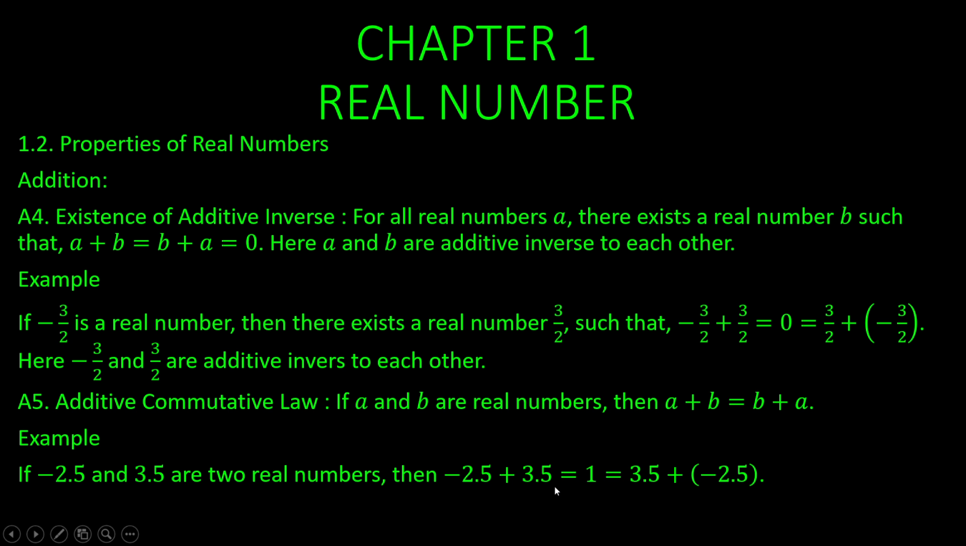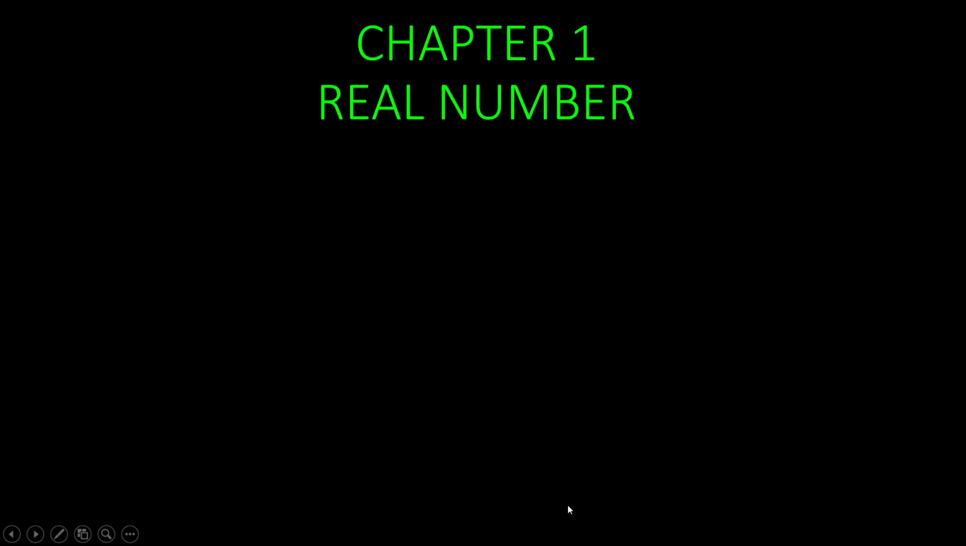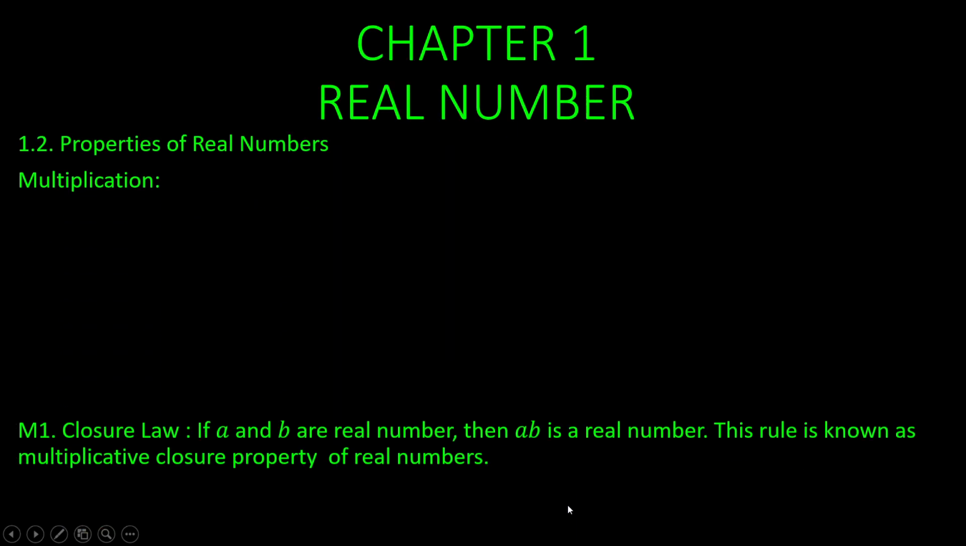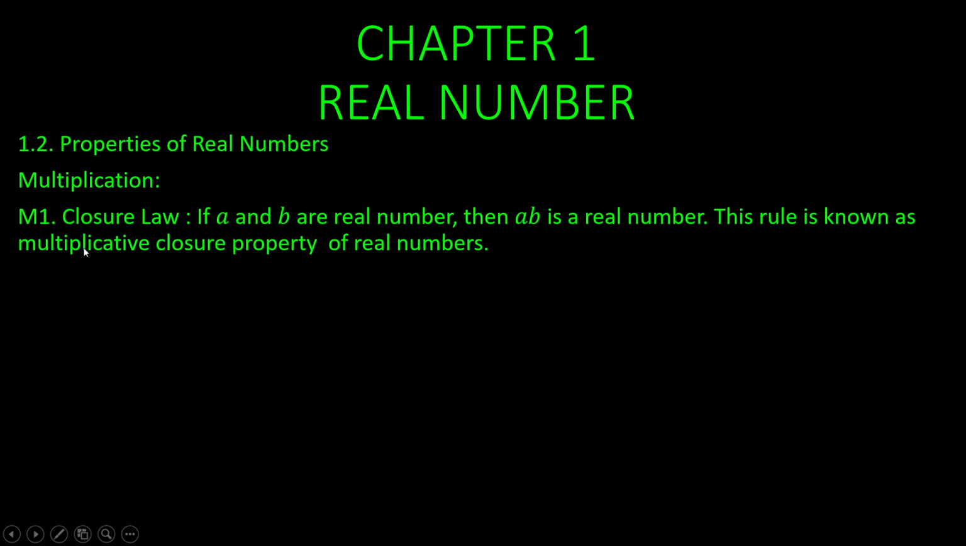For example, if we add minus 2.5 with 3.5, we'll find 1. Again, if we add 3.5 with minus 2.5, we will find 1. So the result remains unchanged. And we can say that minus 2.5 and 3.5 satisfy the additive commutative law.